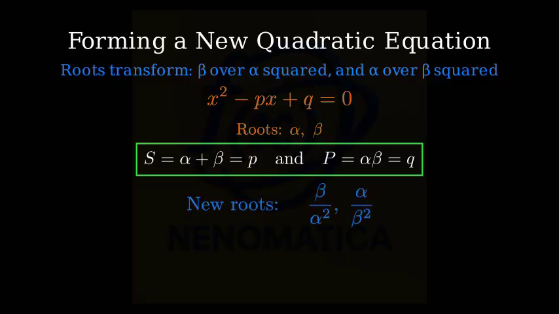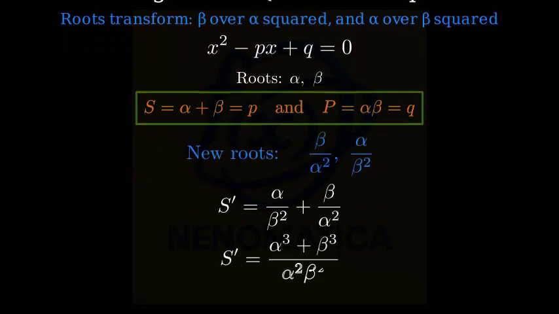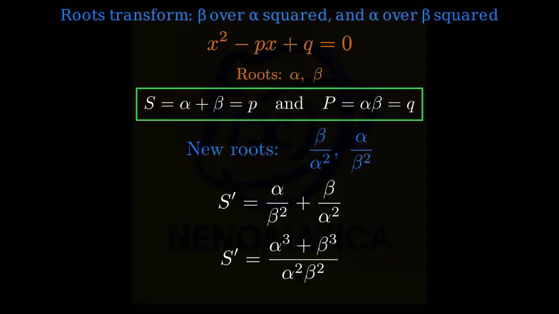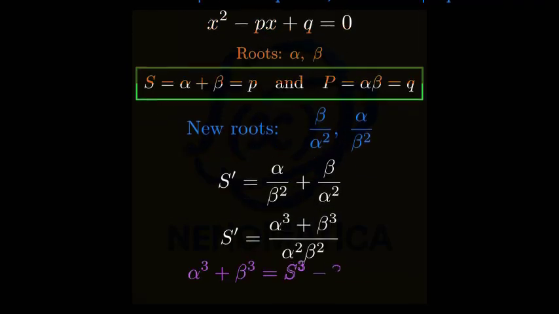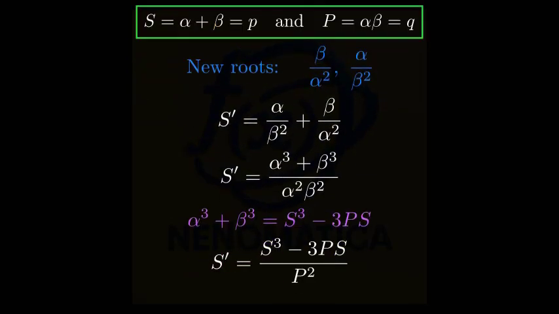Step 2. The new equation must have roots beta over alpha squared and alpha over beta squared. We'll call the new sum S prime and the new product P prime. Step 3. Compute the new sum. S prime equals alpha over beta squared plus beta over alpha squared. Combine over the common denominator alpha squared beta squared to get alpha cubed plus beta cubed divided by alpha squared beta squared.